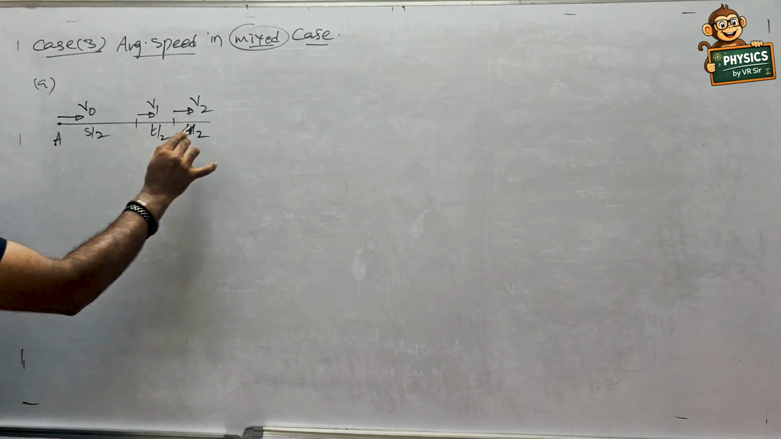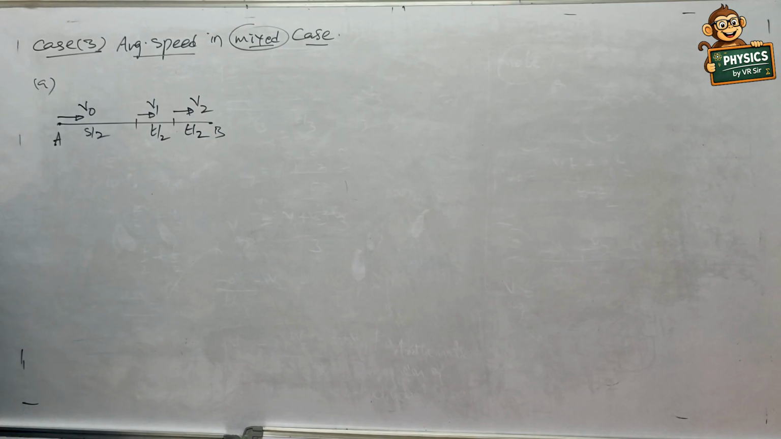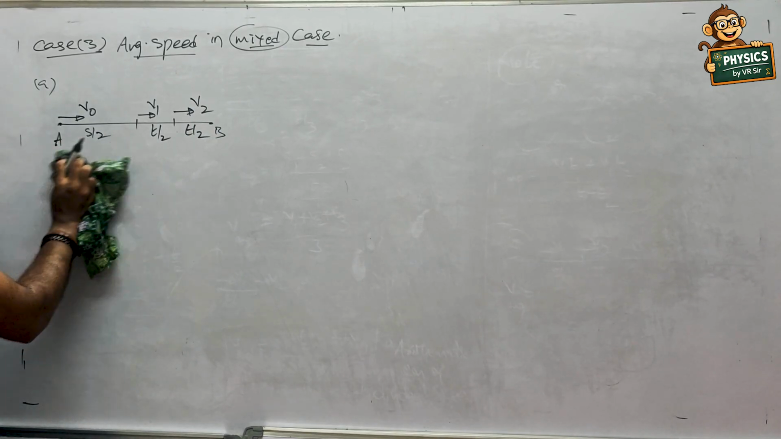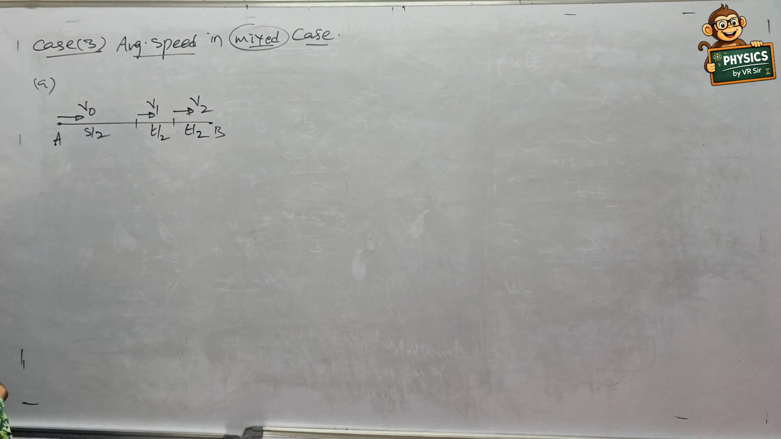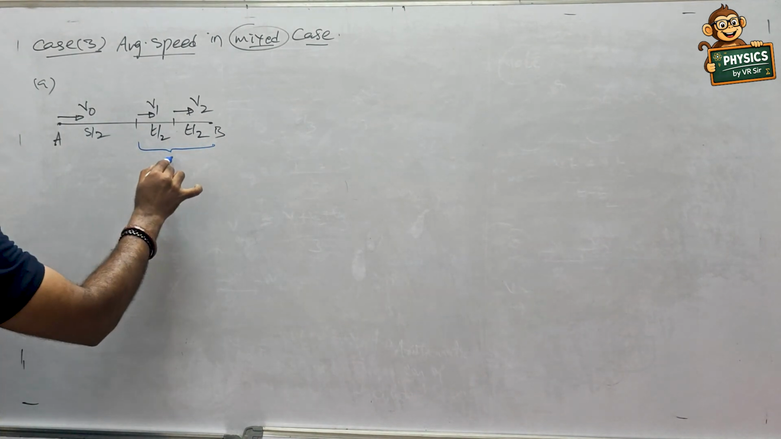Now it is starting from A and reaching B. In this case the speed is changing three times. What is the average speed in this case? That is what they are asking us. So to find the average speed in this case, first we simplify this part into a single value.